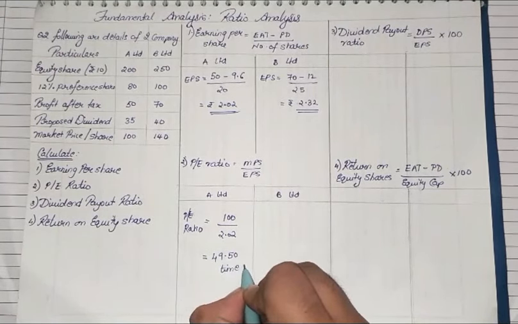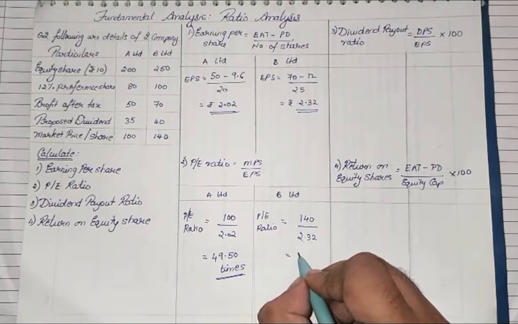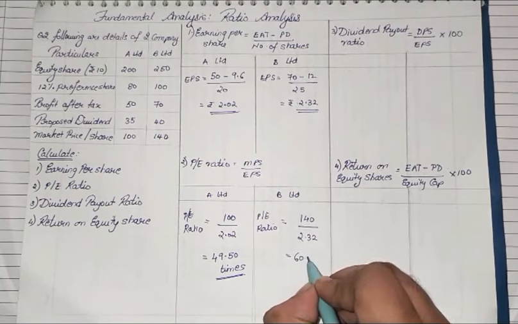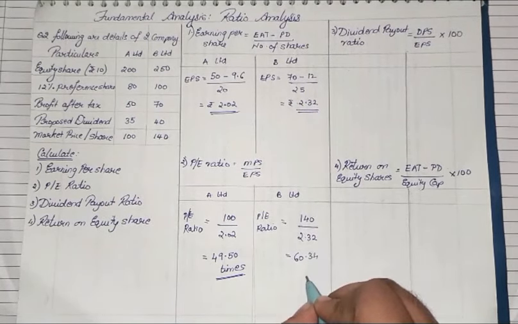Similarly for B Limited, the PE ratio, the price earning ratio, is the market price, which is 140, upon EPS, that is 2.32. So it will be approximately 60.34 times.